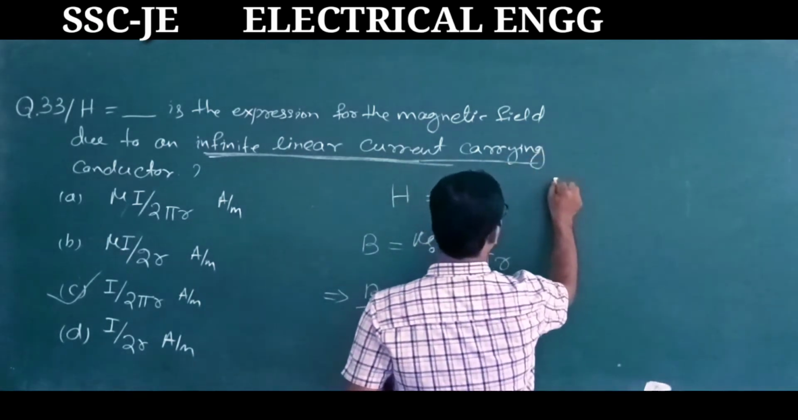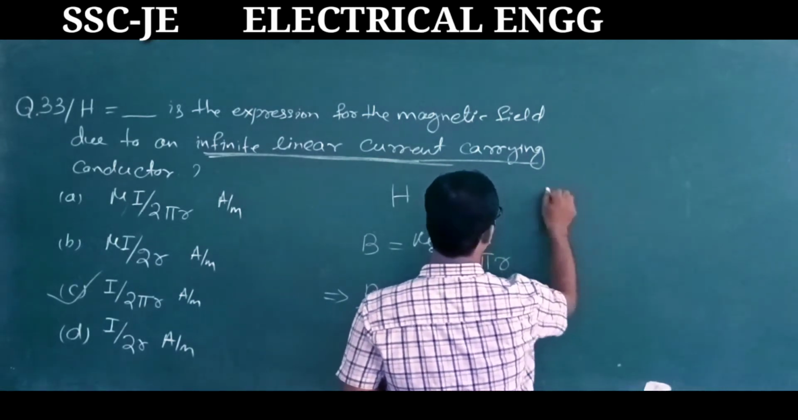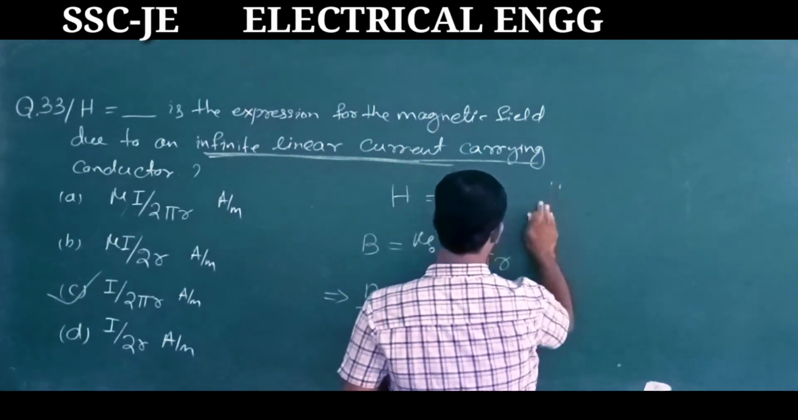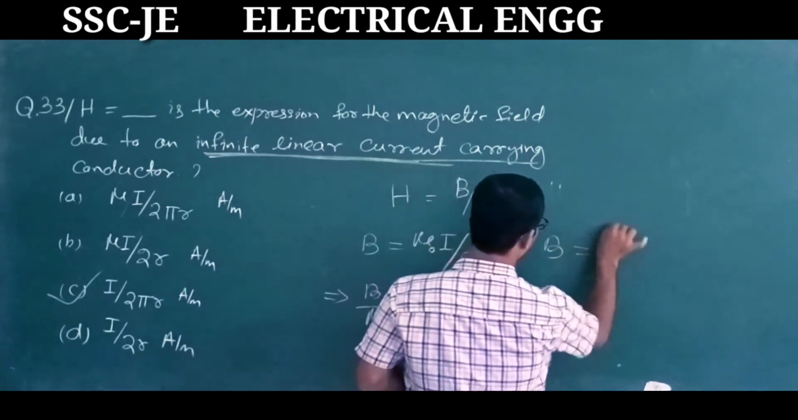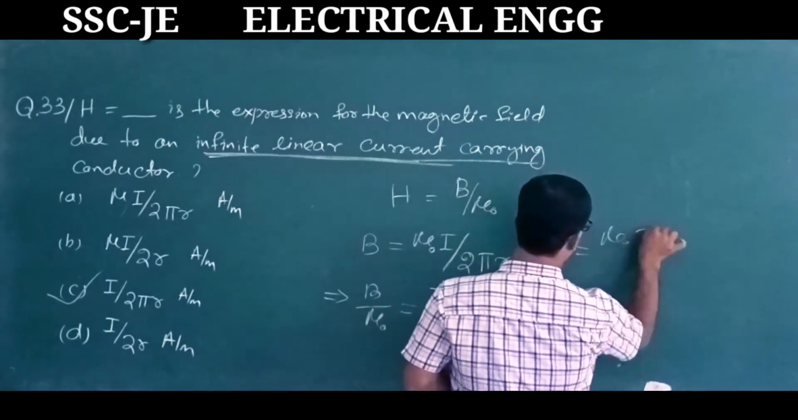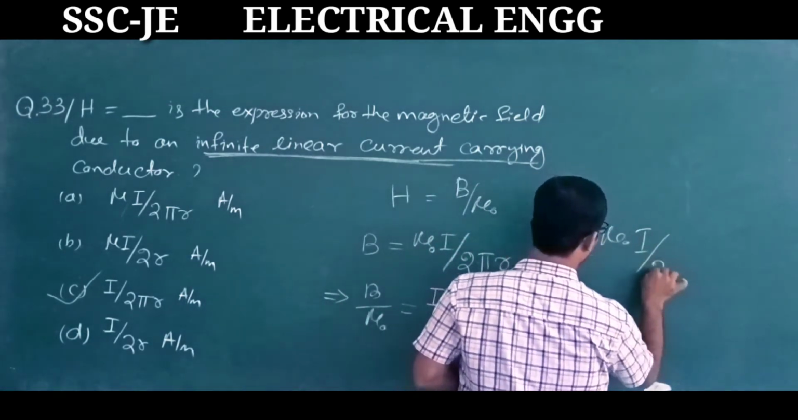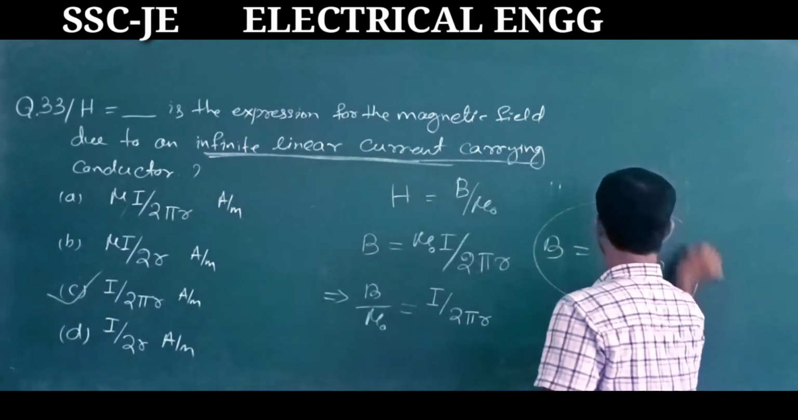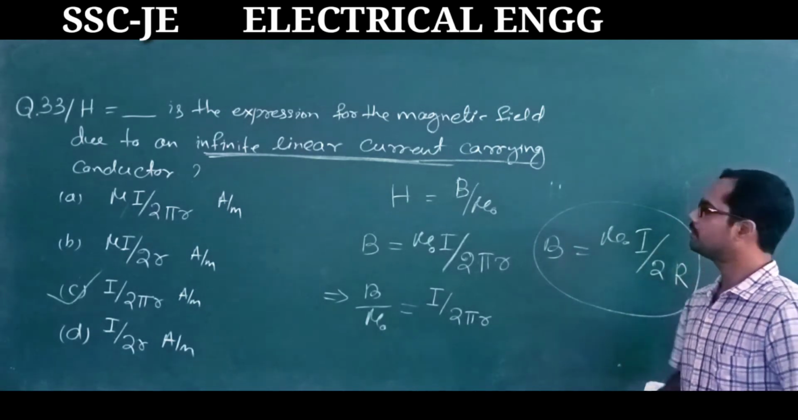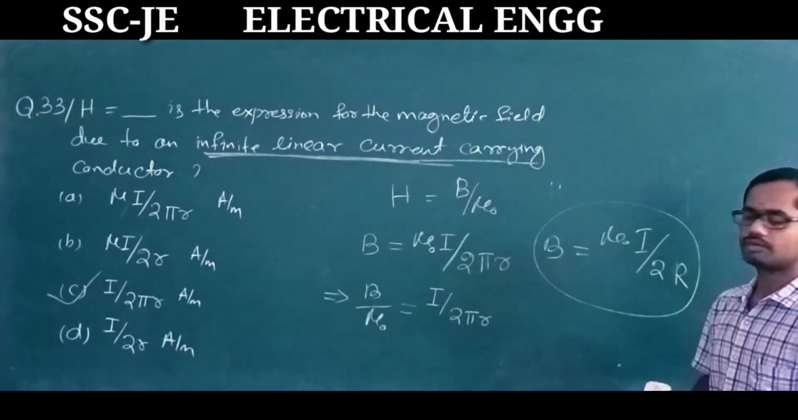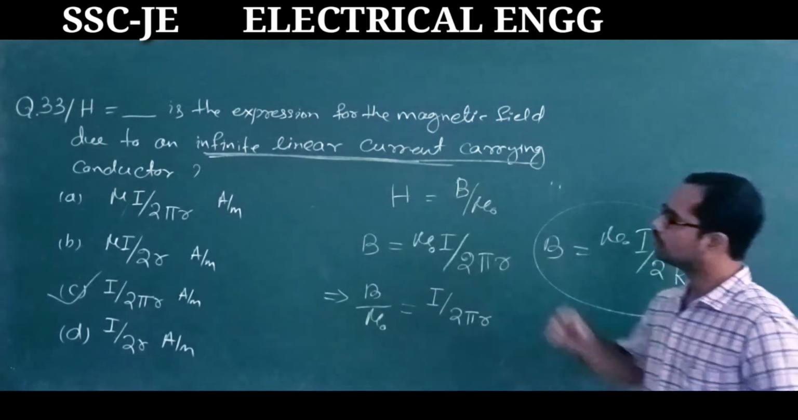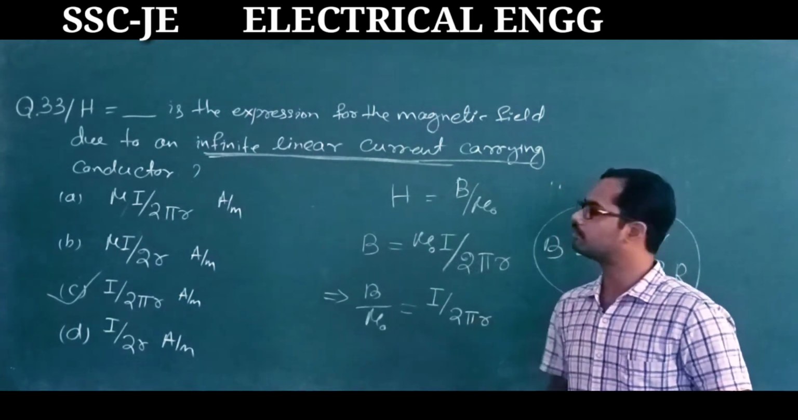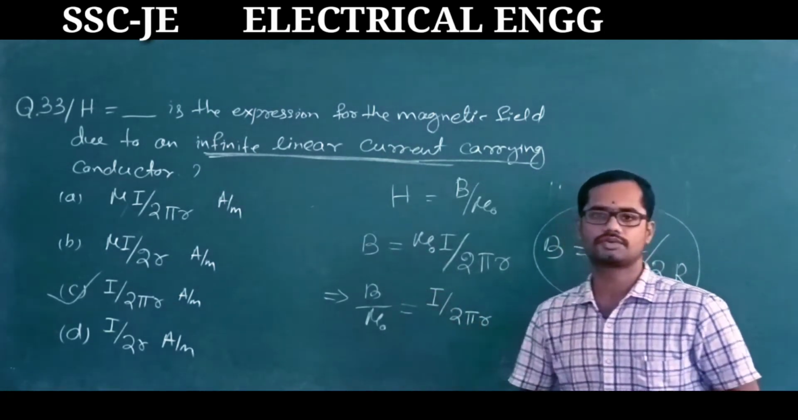Here the question is a solenoid or a circular loop, same thing, only the formula, B equal to mu I by 2 r, mu I by 2 r. This was the previous video question. Okay, thank you. With that we will move to the 34th question.